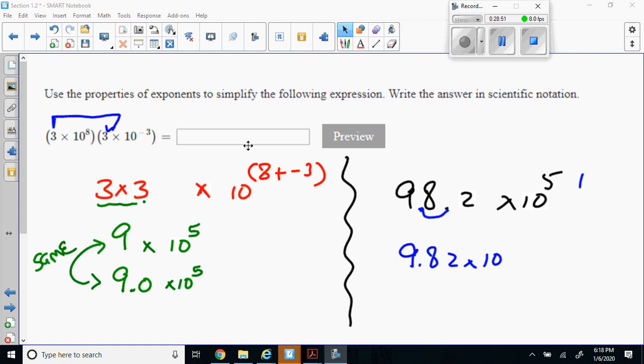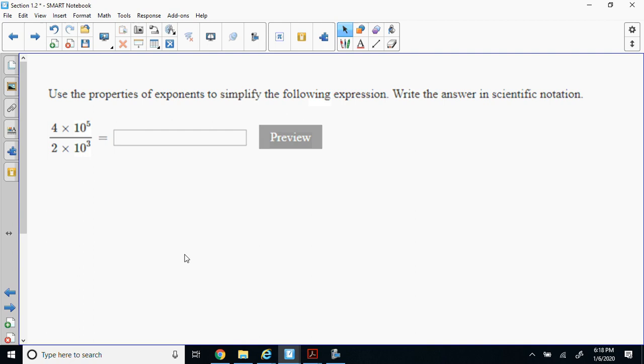So, last one for the night. You want me to guide you through this, or you want to do it? What you want to do? I'll give you this hint. Here's the hint. Quotient, subtract exponents from like bases. Fair enough? There's my hint. Give you 30 seconds to rock and roll.